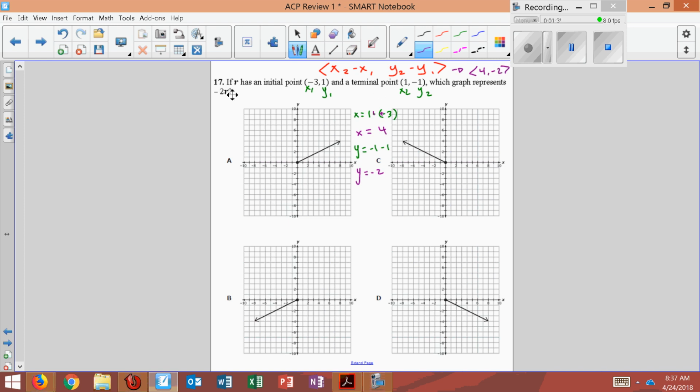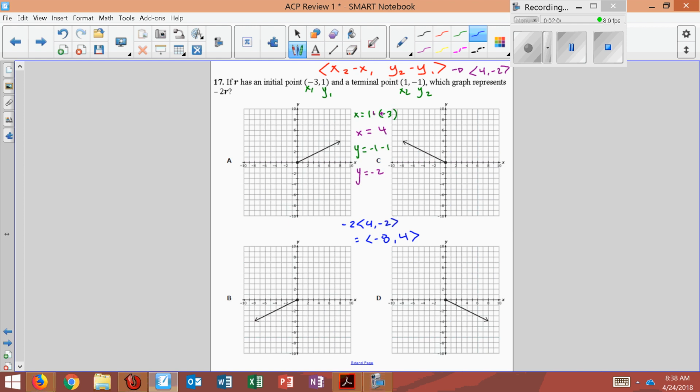Now that's the vector. And what does it say to do to it? It says to multiply it by -2. So now I need to take this value and multiply that by -2. So I'll just do this right down here. -2 times the vector <4, -2> would equal, when you distribute here, <-8, 4>. That means from the origin, we should go 8 left and 4 up.